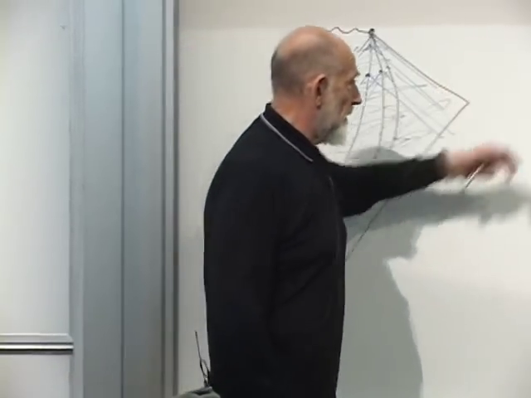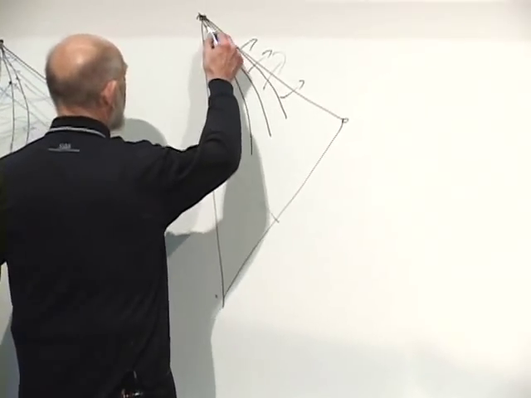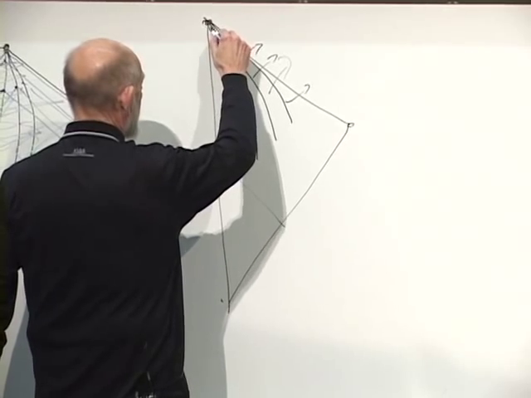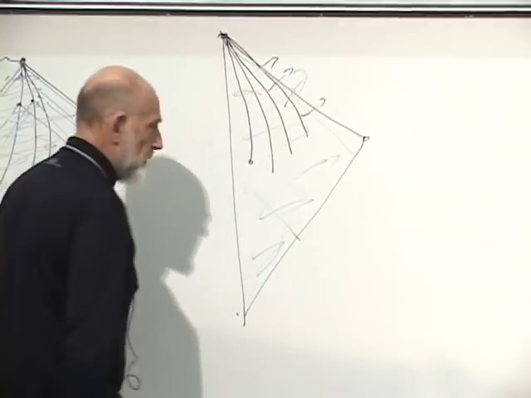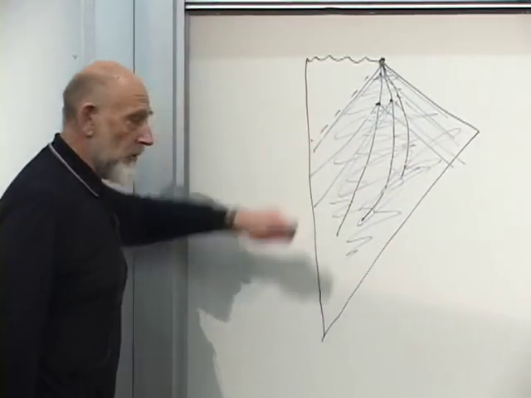Here, there's no horizon. An observer way up here looks back and sees everything. Sees the entire space-time. No horizon. Here there's a horizon.